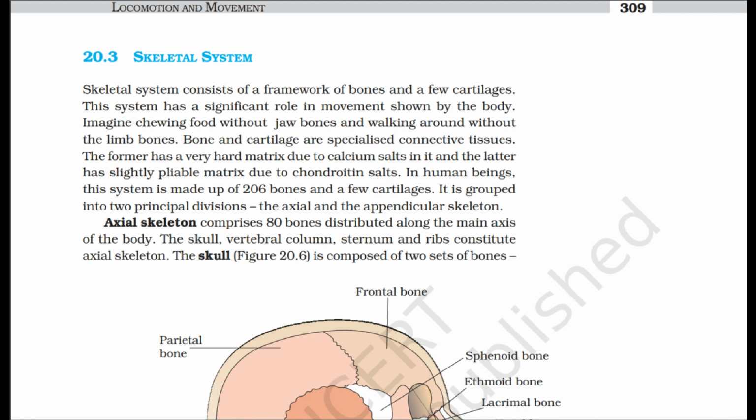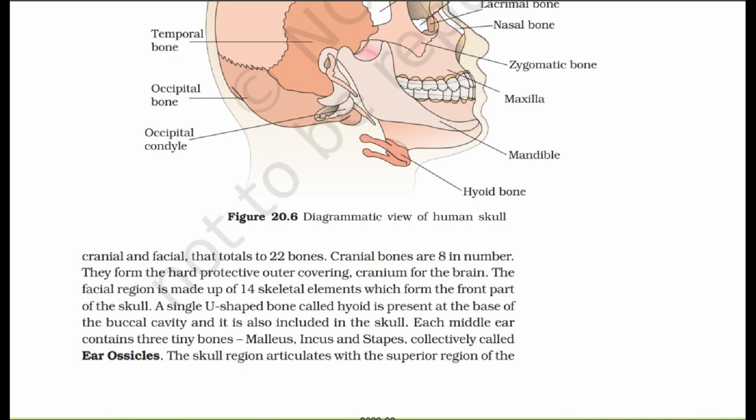Axial skeleton comprises 80 bones distributed along the main axis of the body. The skull, vertebral column, sternum and ribs constitute the axial skeleton. The skull is composed of two sets of bones, cranial and facial, that total 22 bones. Cranial bones are 8 in number. They form the hard protective outer covering, the cranium, for the brain.